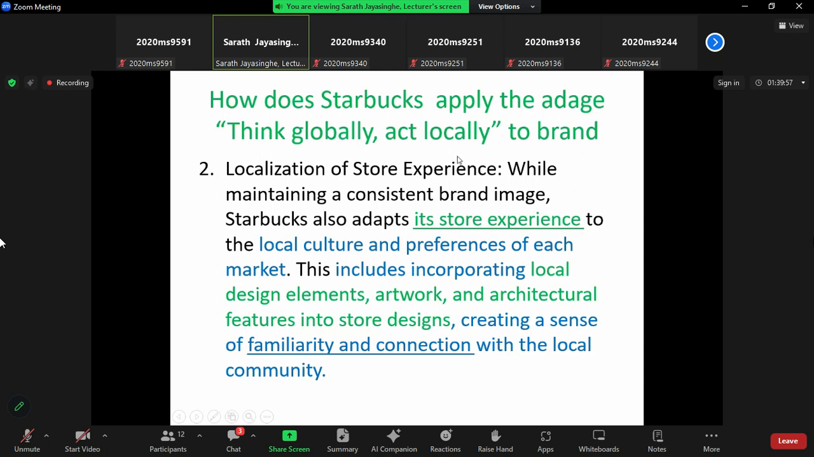So if you look at how Starbucks is doing, localization of store experience, right? While maintaining the consistent brand image, Starbucks also adapts its store experience to the local culture and preference of each market. You can see this includes incorporating local design elements, right? So you can add some local designs, artwork, and architectural features into the store design, not like foreign countries, to suit Sri Lankan or whatever the local situation, creating a sense of familiarity and connection. Some people like those places, familiarity. And to enhance the customer engagement, they are changing some kind of facelift like that to match different cultures.